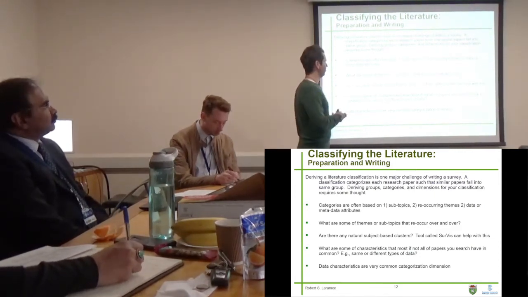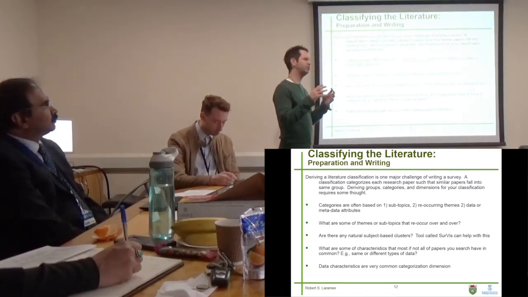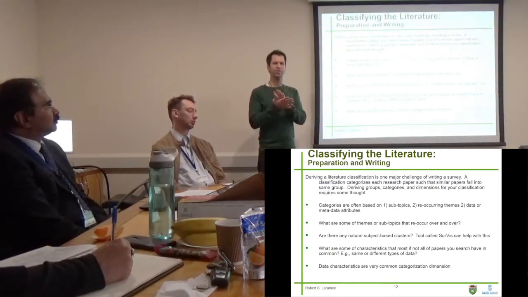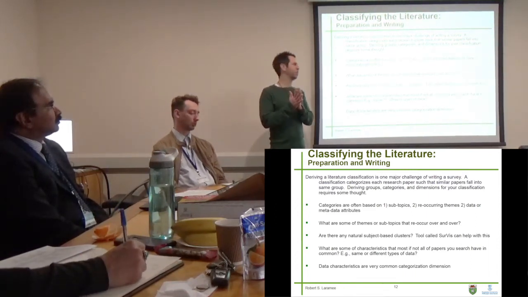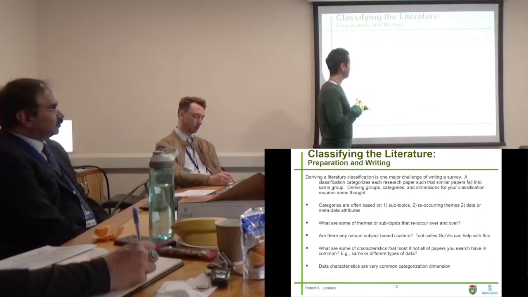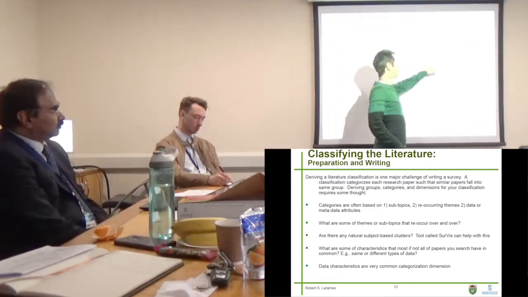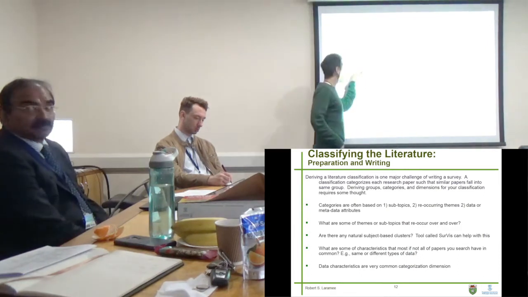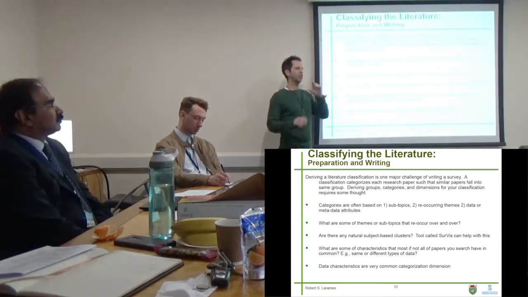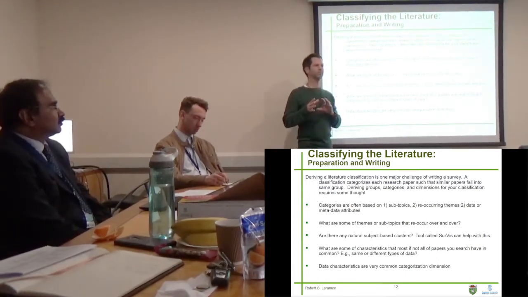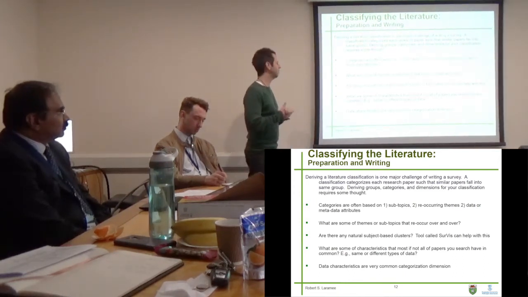So a classification categorizes each research paper such that similar papers end up in the same group. So all those papers have similar characteristics, or they have some things in common if they end up being in the same group. So the categories are often based on subtopics within a larger topic. Look for reoccurring themes. So some themes coming up over and over again. And data and metadata attributes. So you can usually classify literature based on the characteristics of the data being studied, if you happen to be studying a topic that involves data. Usually there's some data involved.